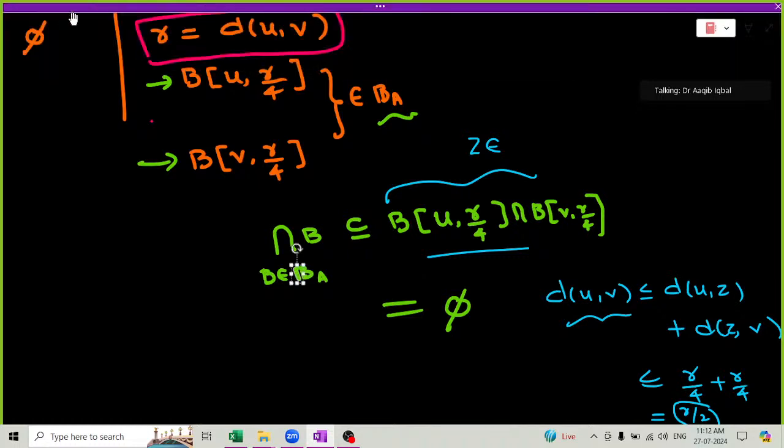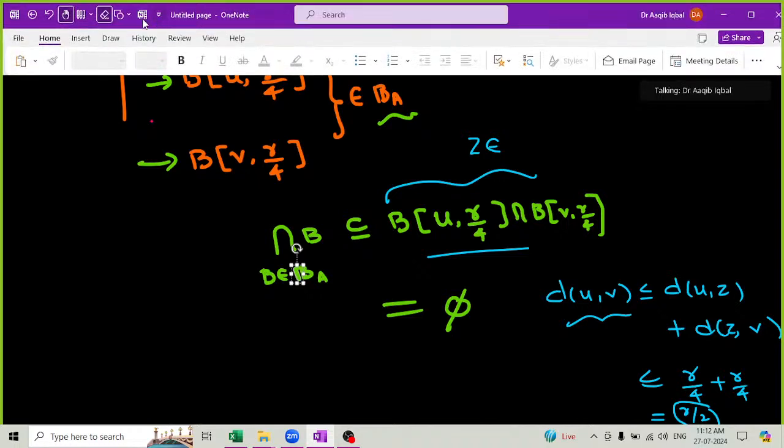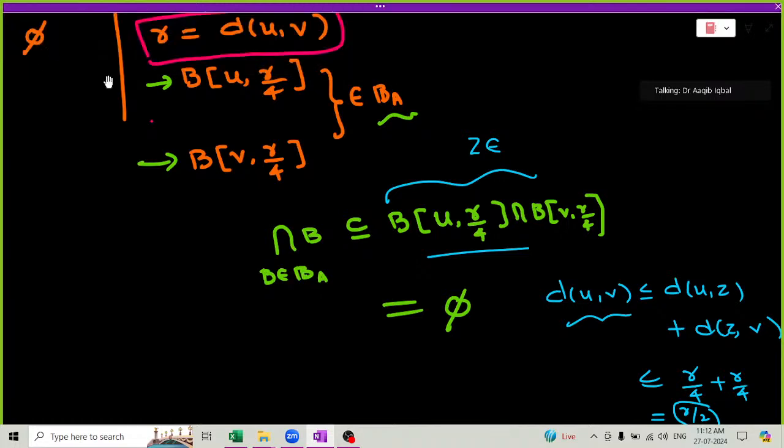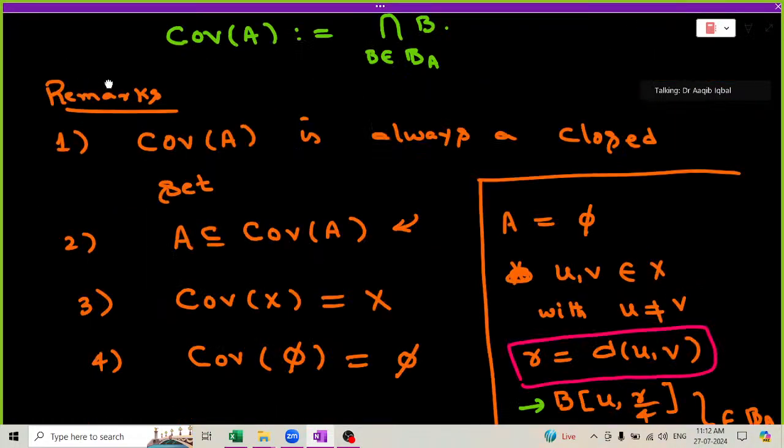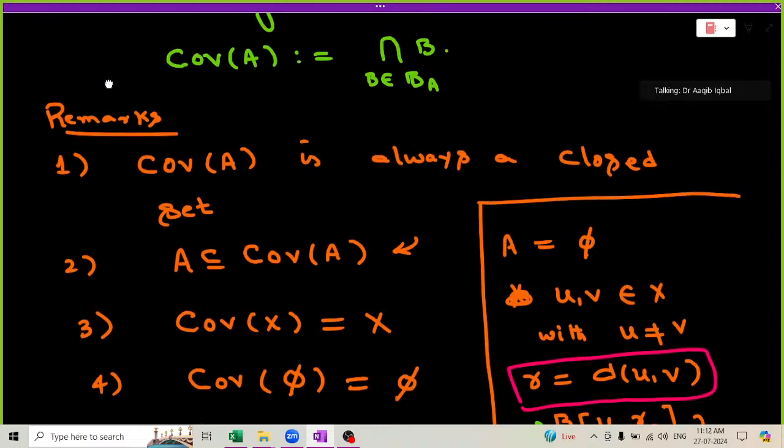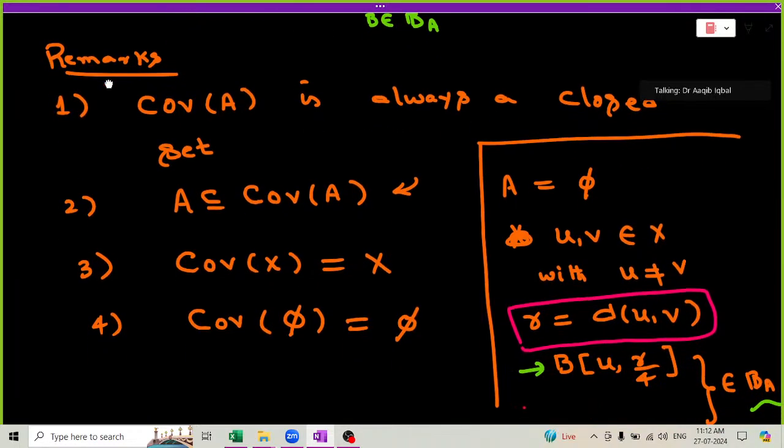So this is contained in phi, empty set में contained है तो ये खुद empty होगा, and this by definition is cover. So this is cover of A where A is the empty set. So you can prove quite easily that cover of the empty set is actually the empty set. So these are some observations about the cover.